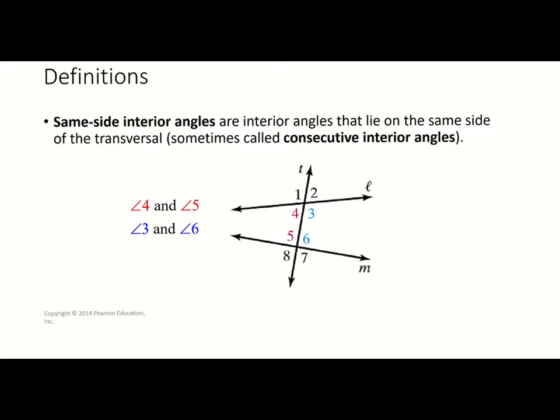Next, we have same side interior angles, and those are interior angles that lie on the same side of the transversal. So think interior angles on the same side of the transversal. So for instance, here, angles 4 and 5 are both on the same side of the transversal. That would be one pair of same side interior angles, or consecutive interior angles. And then 3 and 6 are both on the same side of the transversal on the inside. So they would be another pair.